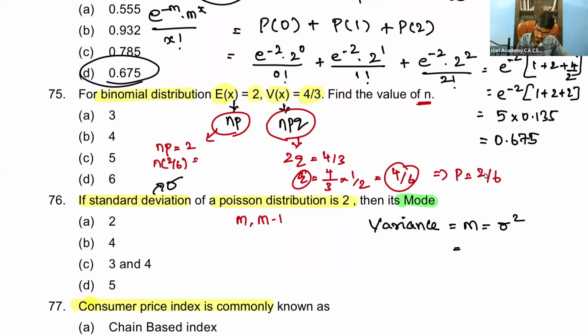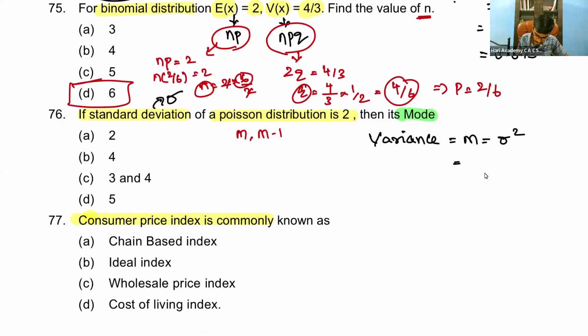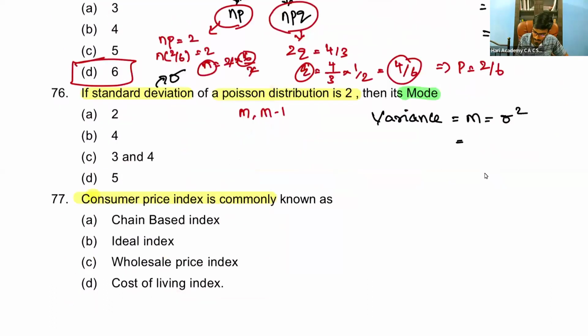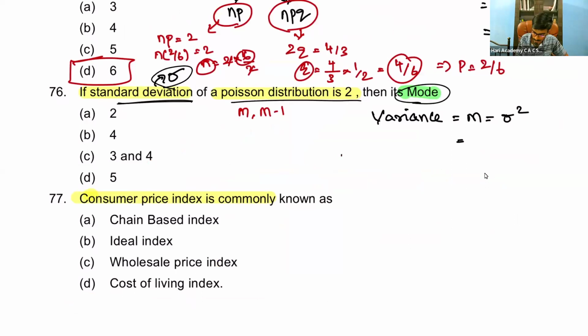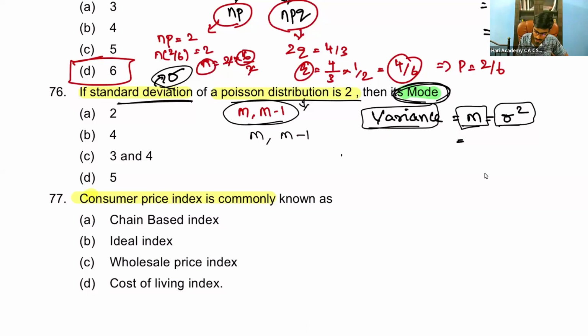Next, question 76. If the standard deviation of a Poisson distribution and mode are given. Under Poisson distribution, mean is nothing but variance, m is nothing but sigma square. They have given only the standard deviation. If I want to find the mode, I will use the formula m, m minus 1. Here the standard deviation of the Poisson distribution is given as 2, that is only one value.